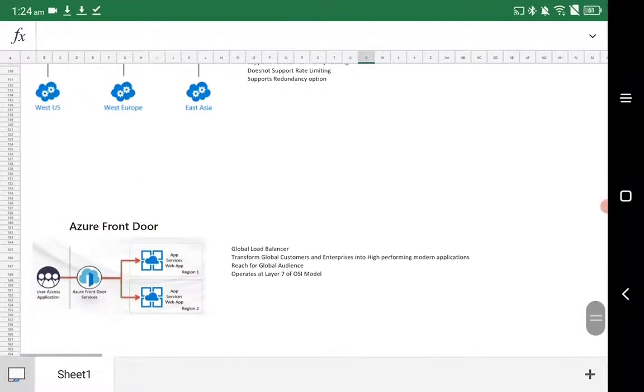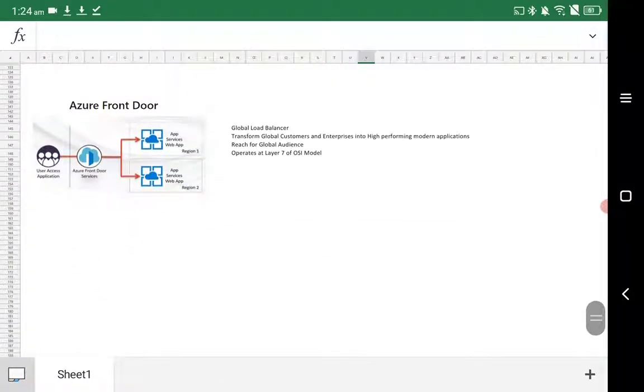The fourth and the last type of load balancer which I wanted to talk about is the Azure Front Door. The Azure Front Door is a global load balancer. It helps to transform global customers or enterprises into high performing modern applications. It does reach a global audience and it works at level 7 of the OSI model.